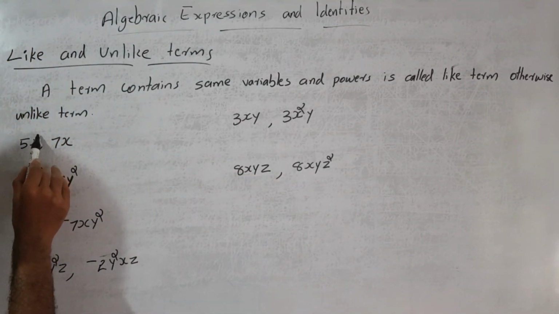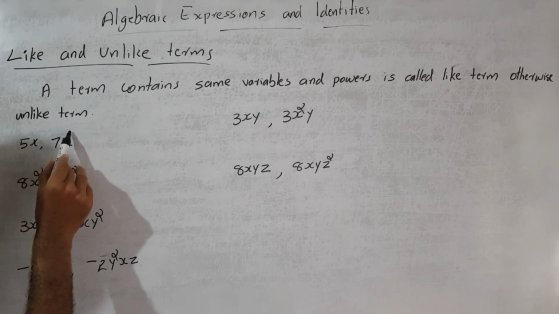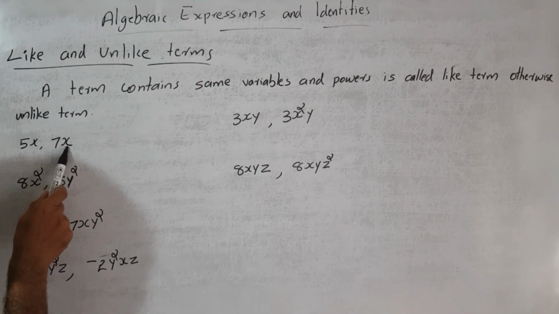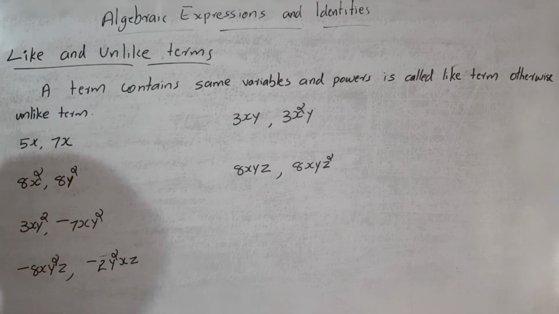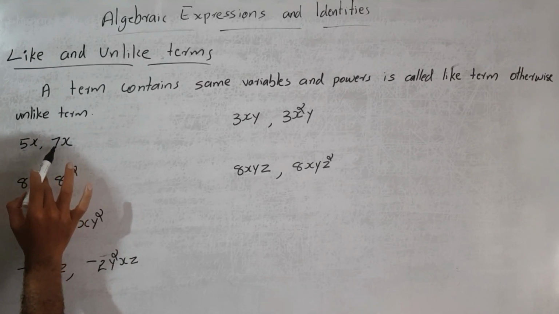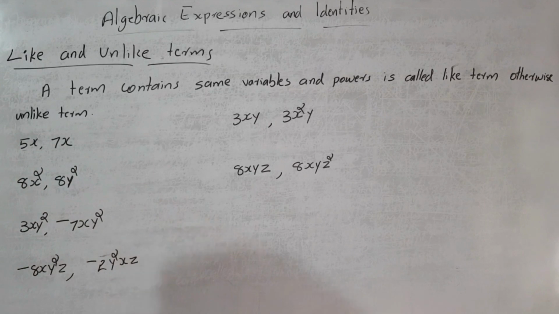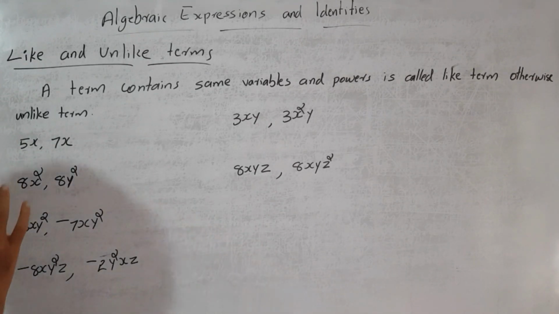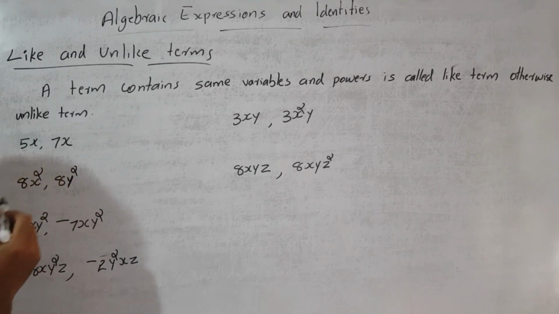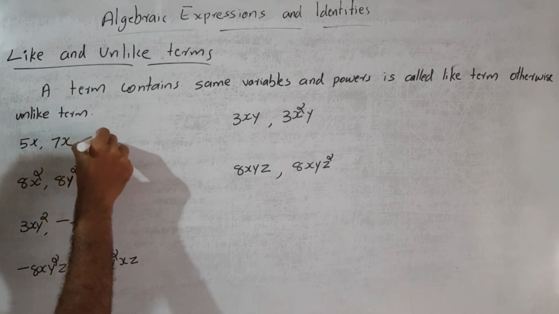Then what is the power of x? The power of x is 1. There is no number, which means the power is 1. That means here we use the same variable with the same power. So we do not need to consider the coefficient. What is the coefficient of x in the first? That is 5. What is the coefficient of x in the second? That is 7. We consider only the variable. Here we use the same variable with the same power, so it is called like.